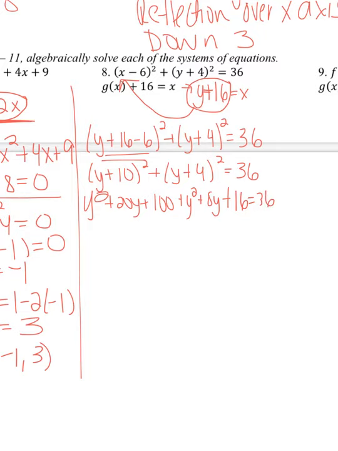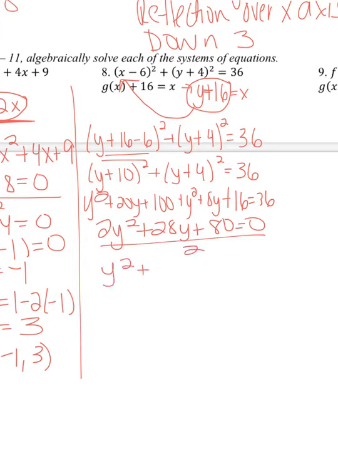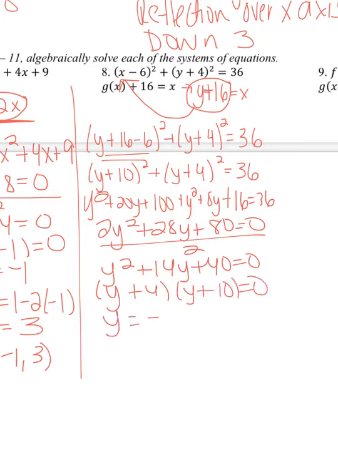I'm going to combine like terms on the left side and set it equal to 0. My equation now is 2y squared plus 28y plus 80 equals 0. Again, I'm going to do master product. I'll take out a 2 first, so now it's y squared plus 14y plus 40 equals 0. When I do master product, I should end up with y plus 4 times y plus 10 equals 0, which gives me my 2 y values of negative 4 and negative 10.